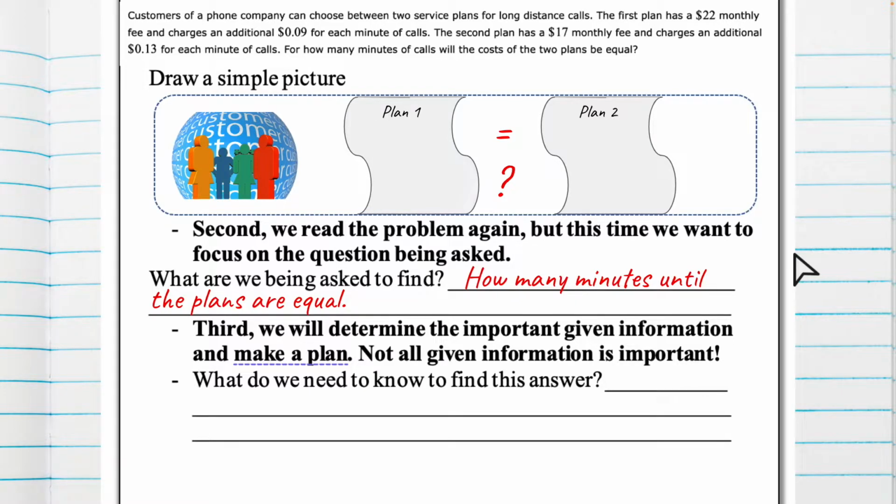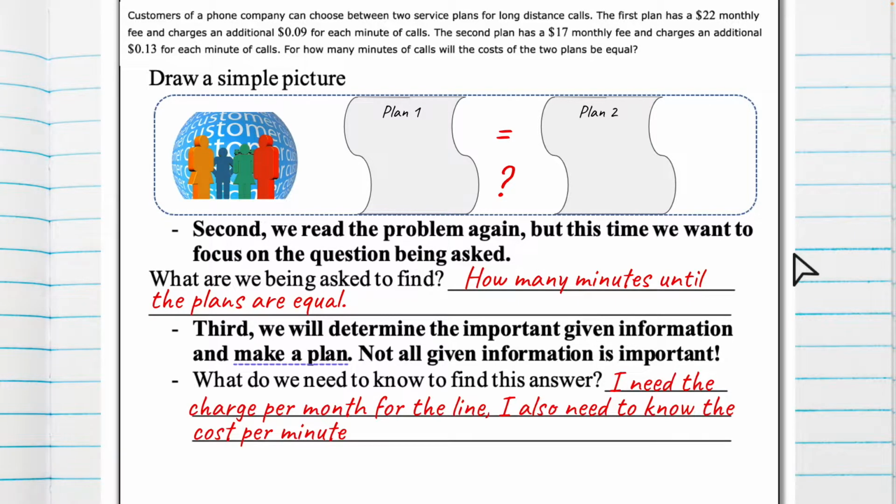So what do we need to know to find this answer? Well, I can answer this question first. I need to know what the charge is per month for the line. How much am I going to have to pay no matter what? And I also need to know what is the cost per minute for each line, because that's an additional charge that I'm going to be having to pay for.